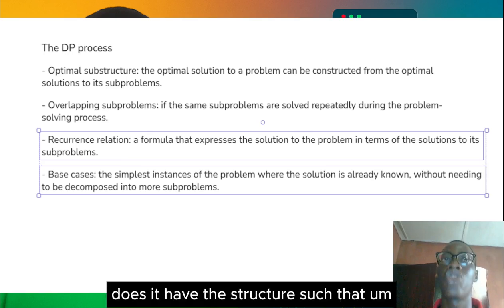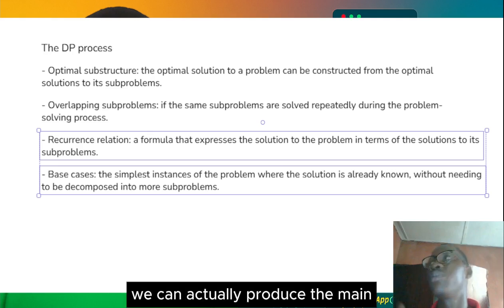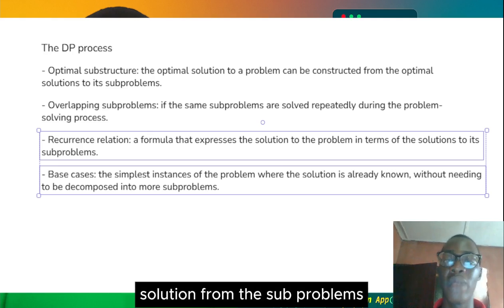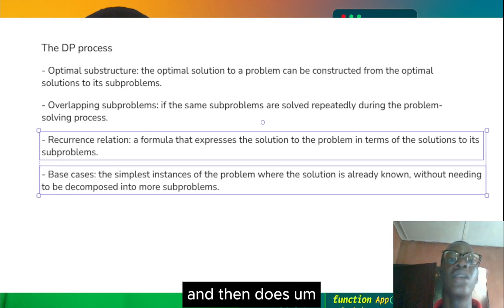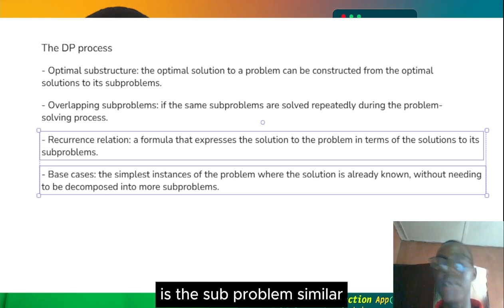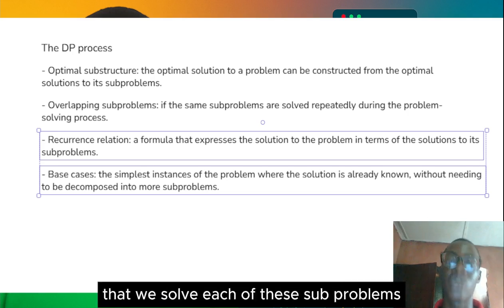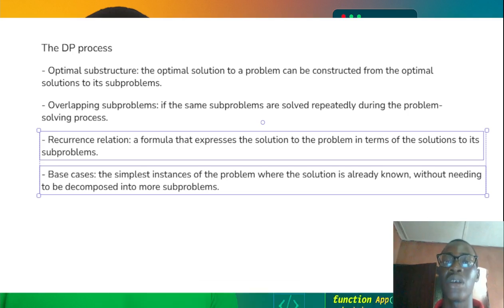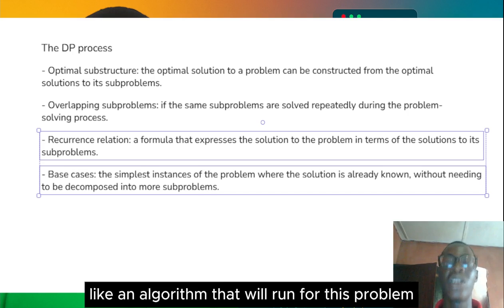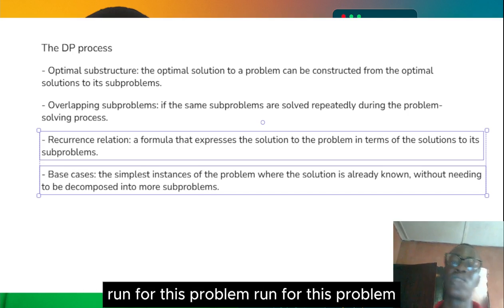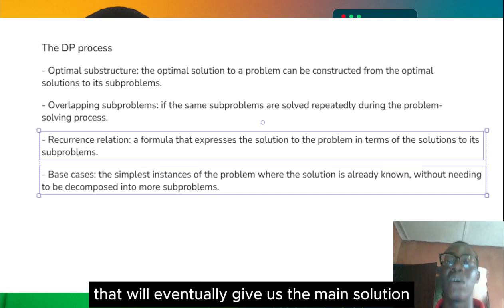Does it have a structure such that we can actually produce the main solution from the subproblems? And then, are the subproblems similar? Can they follow the same pattern? Can we have an algorithm that will solve each of these subproblems the same way? Like an algorithm that will run for this subproblem, run for this subproblem, run for this subproblem, that will eventually give us the main solution.